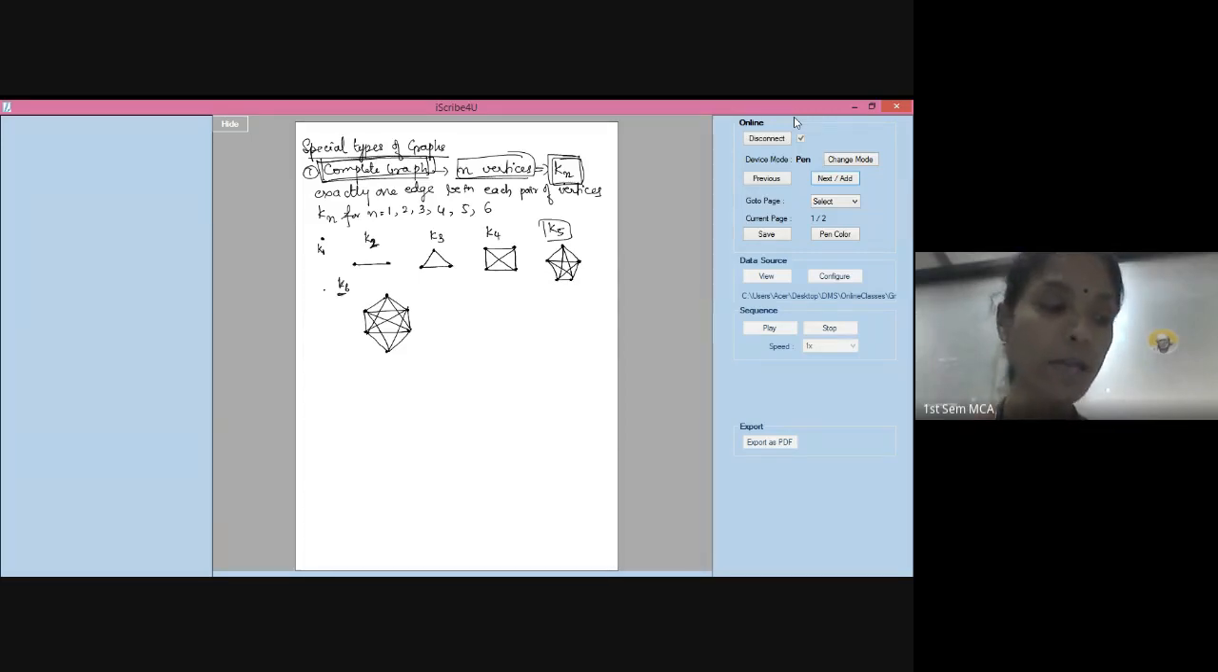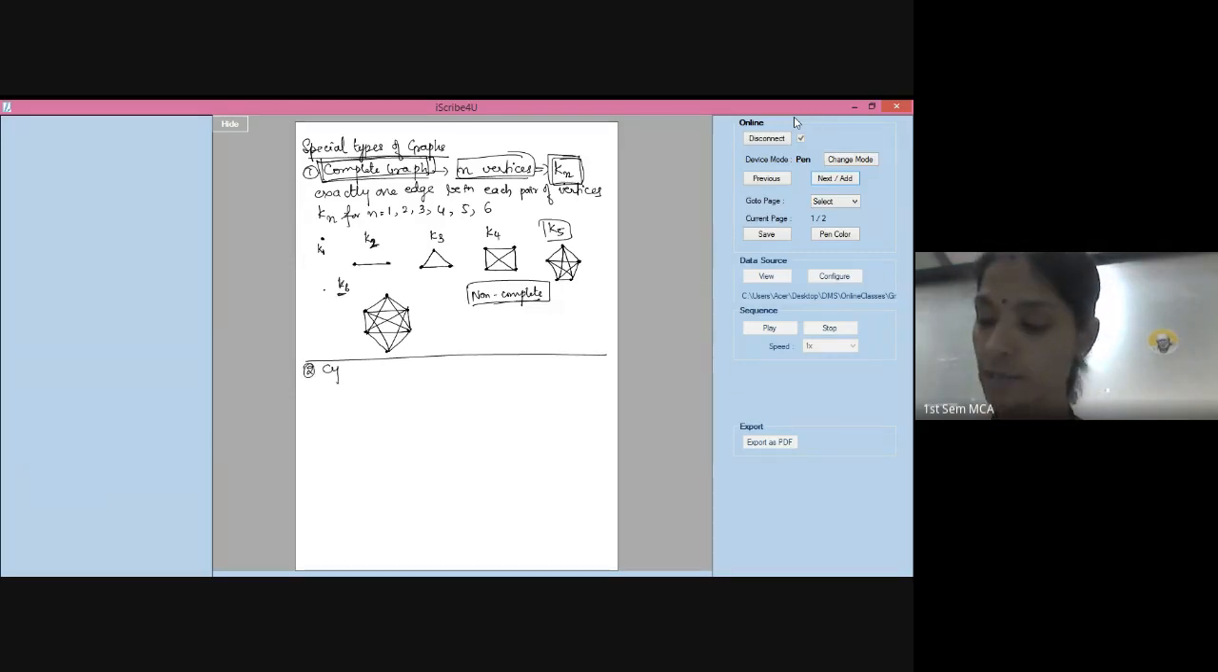Even if one pair of vertices is not connected by an edge, you call it a non-complete graph. All right. So that is one type of special graph that we have learned. The second special type of graph that we'll be learning is what is called a cycle.